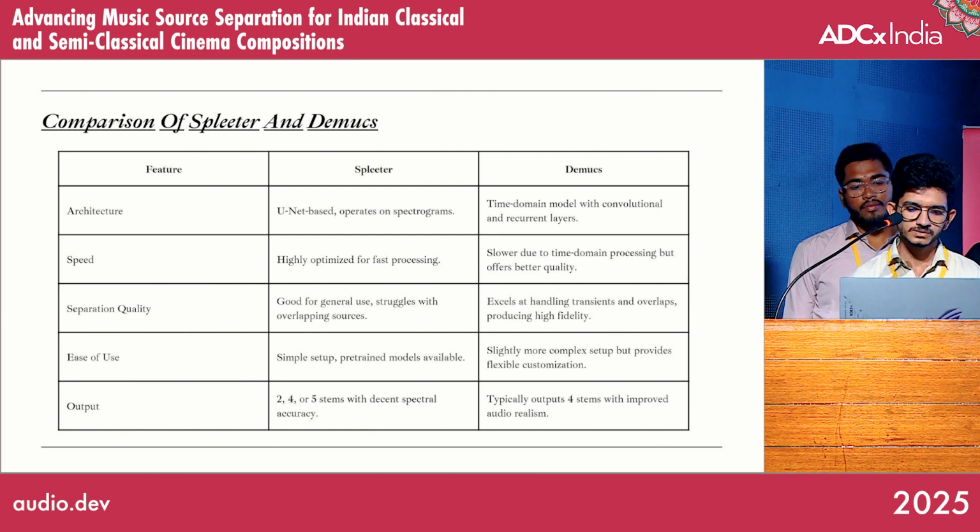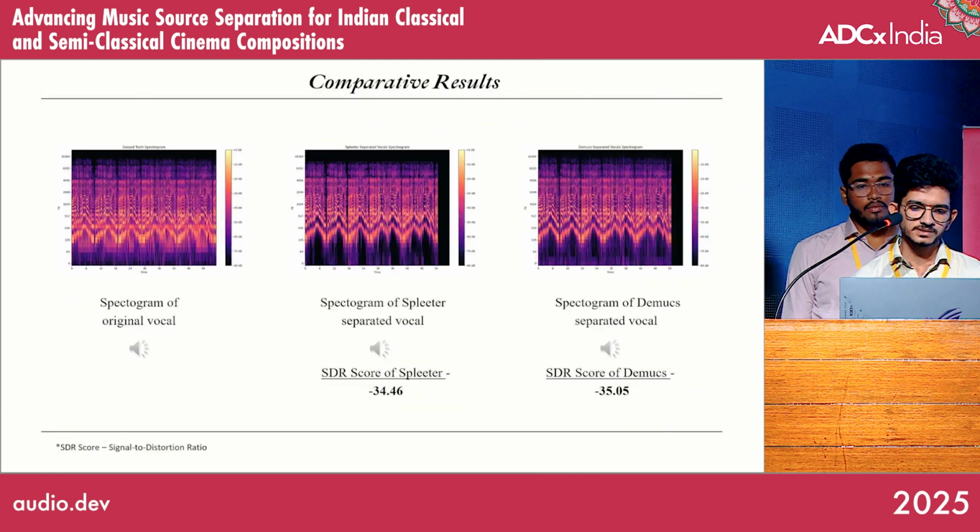So we can use both these models for our use case, and they're easy to use. They come up with different models. Spleeter has 3 models, and Demucs also has various stem models, like 4 stems, 3 stems, and up to 7 stems, I think. So we analyzed these models with our audio track.